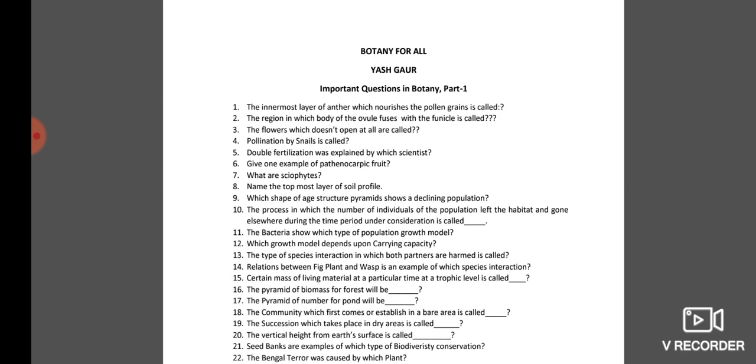So these are some questions that mainly focus on plant physiology, plant anatomy, plant morphology and ecology. In the next part, part 2, we will particularly focus on the plant kingdom, the questions on the plant kingdom.